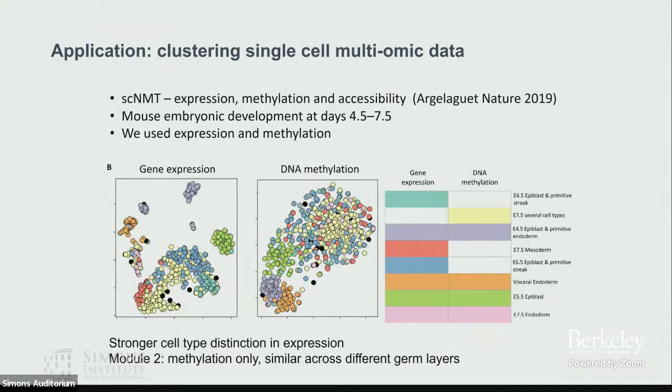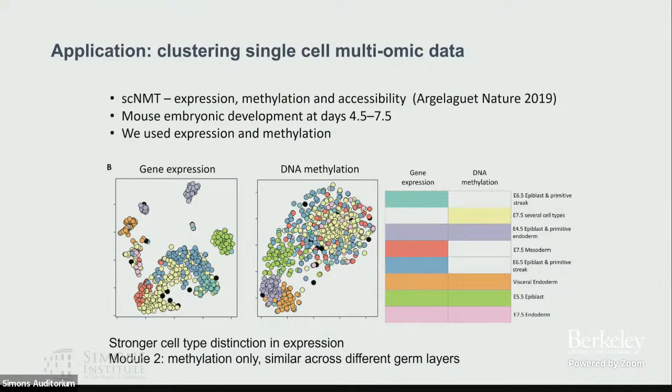Here is one application. Here we looked at data of single cell clustering. We look specifically at expression and methylation data from mouse embryonic development. And you see here the 8 clusters that we found. For example, the first cluster was gene expression only.